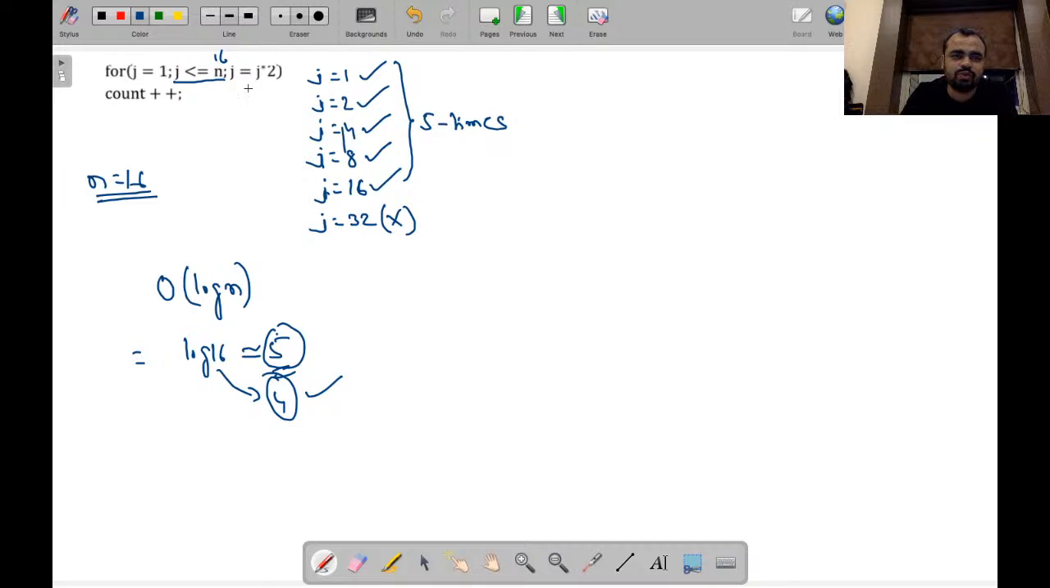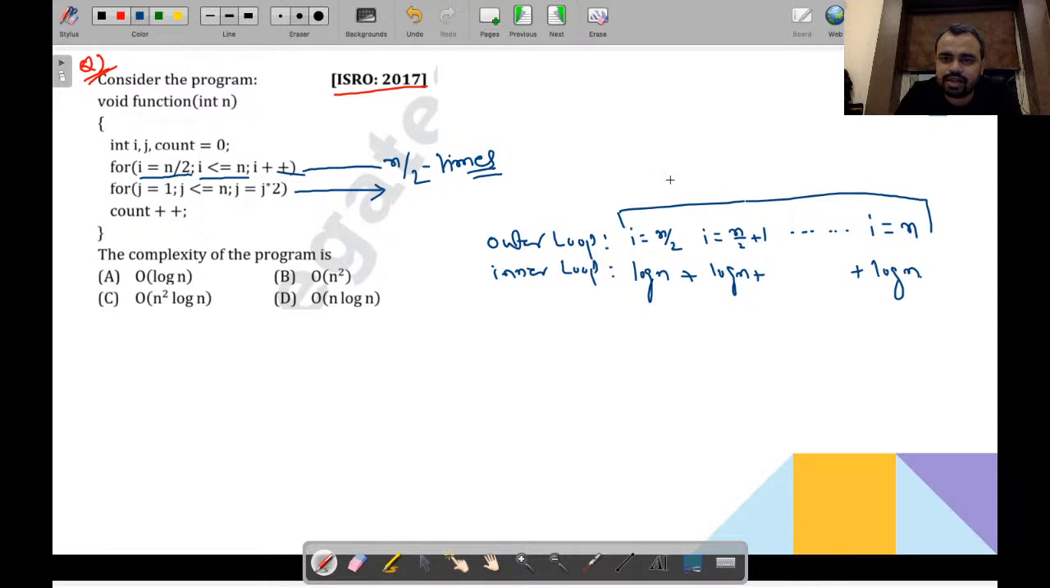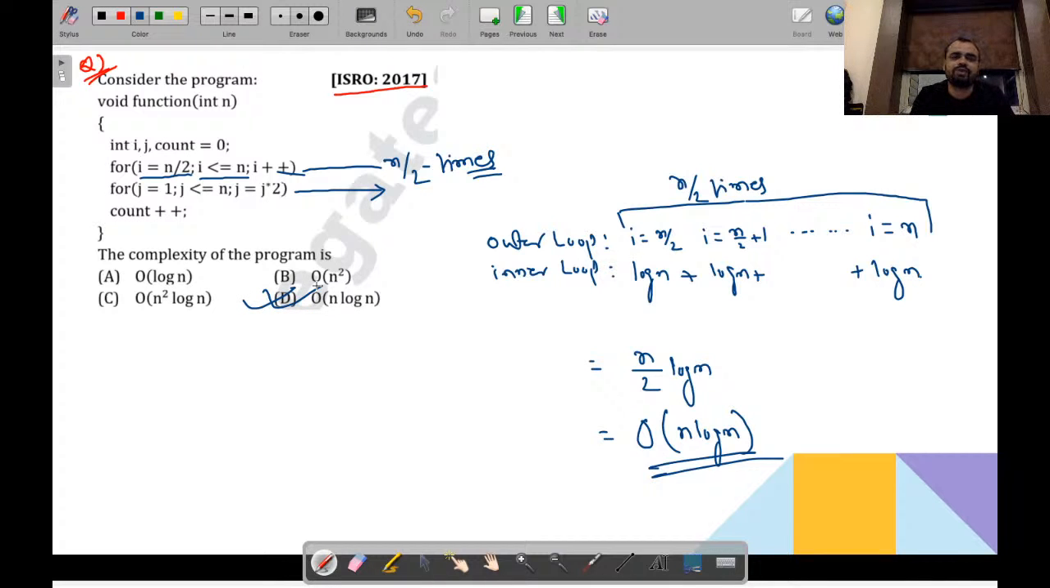So ultimately this particular loop is executing order of log n times. So for the value of i equal to n by 2, it executes log n times. Next time the value of i will be n by 2 plus 1, again it executes log n times, and so on. Ultimately it will become n, and it will again execute log n times. We have to add them up. Starting from n by 2 and moving up to n, it executes n by 2 times. Yes or no? Ultimately it becomes n by 2 into log of n, which is order of n log n. Right answer will be order of n log n.